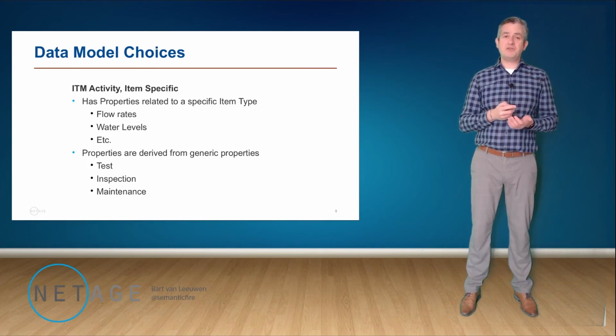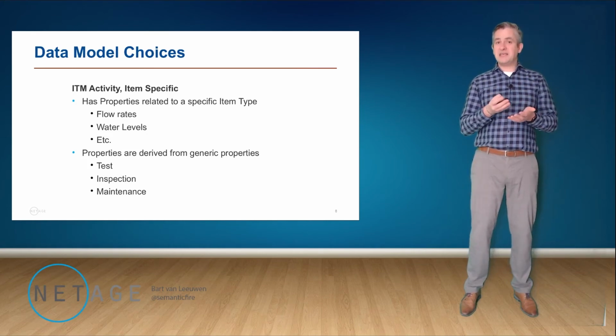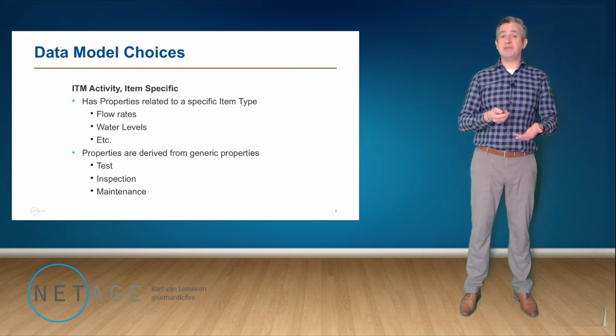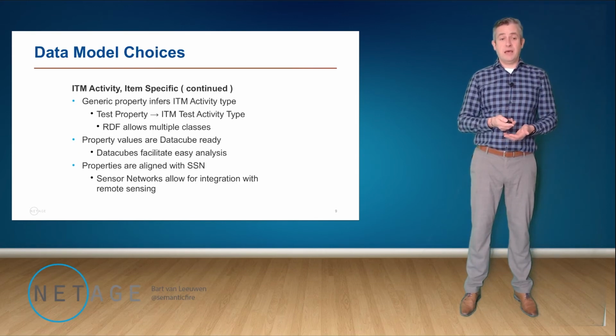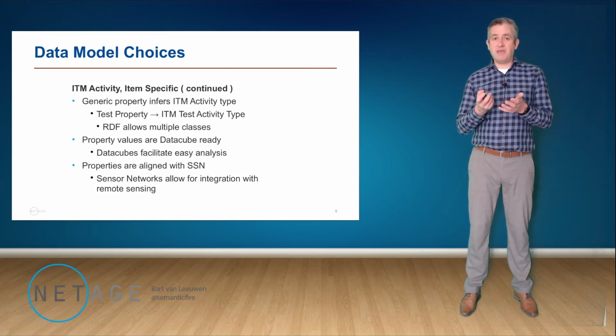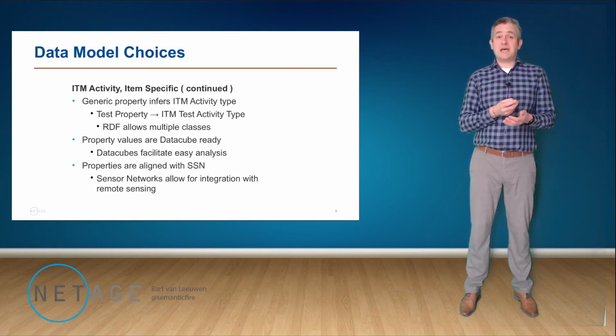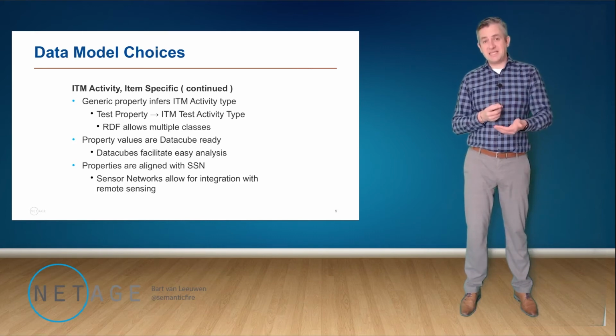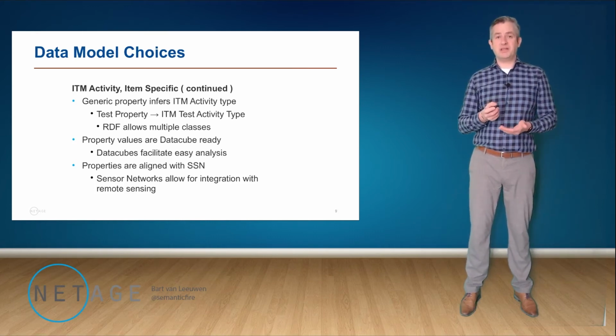The idea of using this is that by the presence, and that's the inference we talked about in the graph data model, of certain properties, you can say this activity was actually a test, a maintenance, or an inspection. And that's the beauty of RDF: we've seen in the data that sometimes the test and the inspection were done on the same run. So a specific ITM activity will be both an ITM inspection and a test. And that's what the RDF data model allows without doing really ugly things.